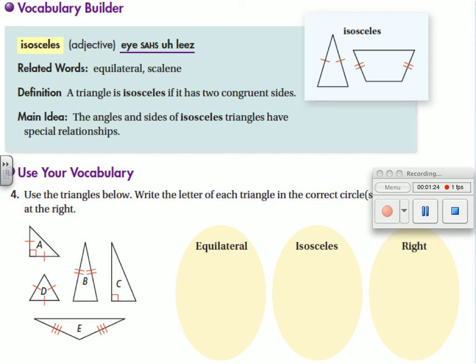Okay, so use the triangles below. Write the letter of each triangle in the correct circles at the right. So the only equilateral triangle we have in the picture is which one? That's right, triangle D. The isosceles triangles that we have are A, B, and D, because if it's equilateral, it's also isosceles, and E. And finally, the right triangles we have in the picture are A and C, excuse me. I missed that little right triangle symbol in A.